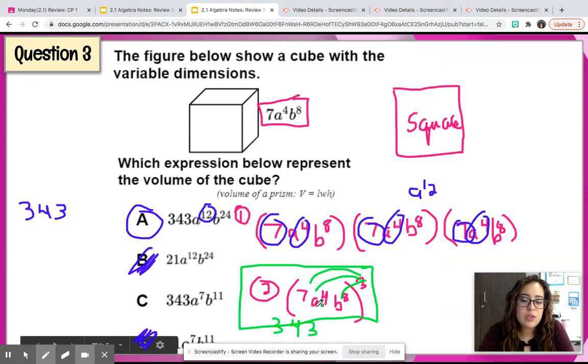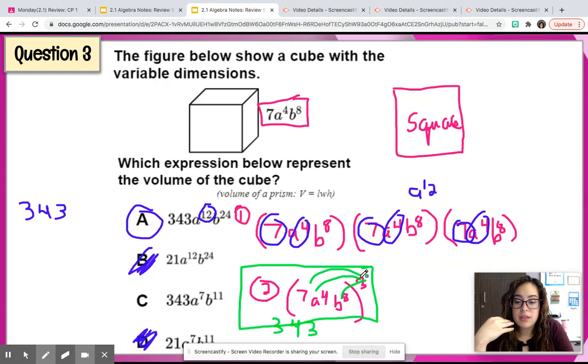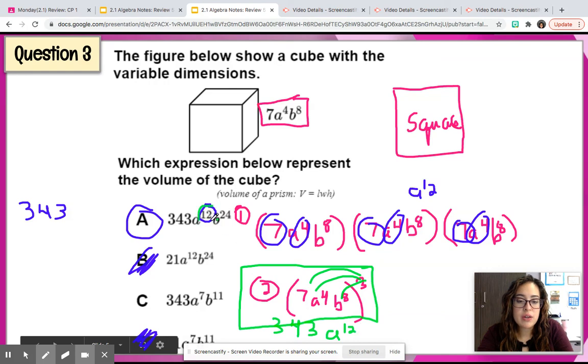And then a to the 4th power raised to the 3 means that it's a power raised to a power, so I need to multiply. 4 times 3 is 12, a to the 12th power, which I get here. And so either way it works. If you want to write it out in expanded form or write it with an exponent raised to the third power, because all sides are the same, the length, width, and height is the same, you can do it this way.